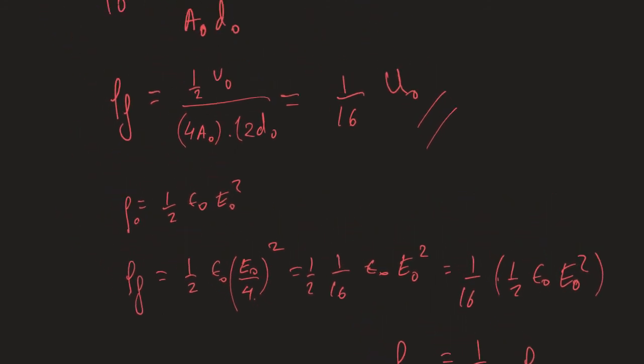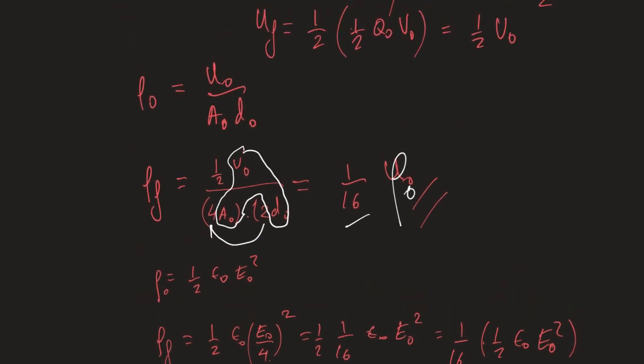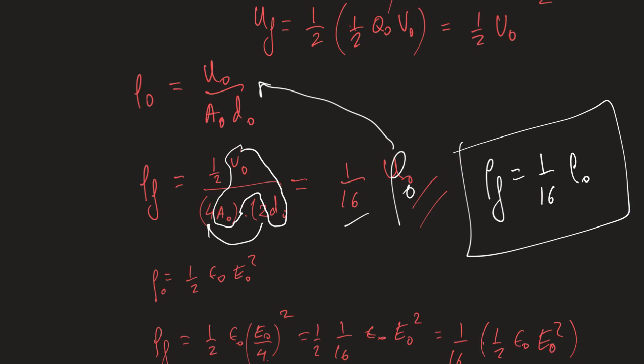Sorry, I didn't write it correctly here. This is U0 over A0 and D0, this is rho 0, okay? And 4 times 2 is 8, with 1/2, 8 times 2 is 16, so 1/16 of rho 0. So rho 0 is this amount. I solved the same problem in two different ways, okay? So at the end, the density changed by a factor of 16.